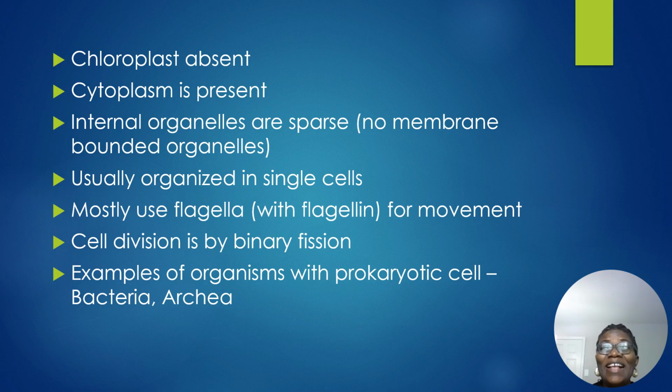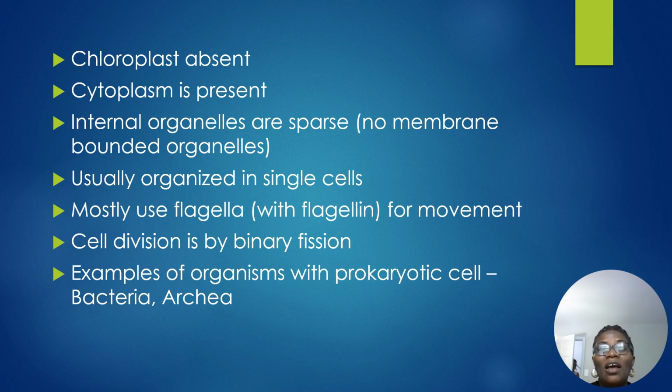Usually they are organized in single cells. That is, they usually appear as one single cell, and mostly they have a flagella. This flagella is usually used for movement. So in organisms that are just unicellular, that is, organisms that are made up of just one cell, they may have a flagella. This flagella usually contains what we call flagellin, so that they will be able to move about. Then the cell division there is usually by binary fission.